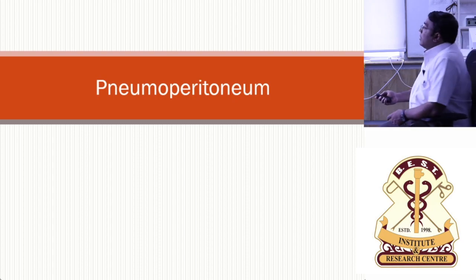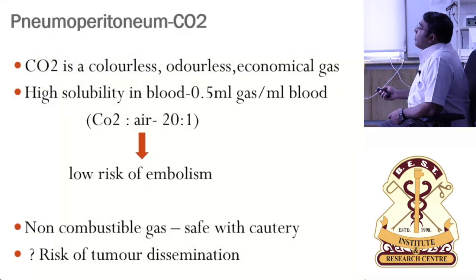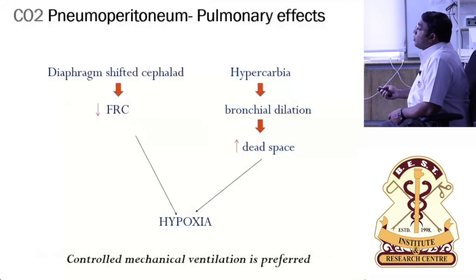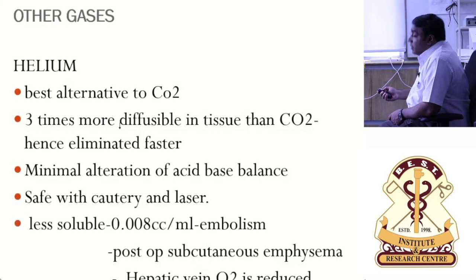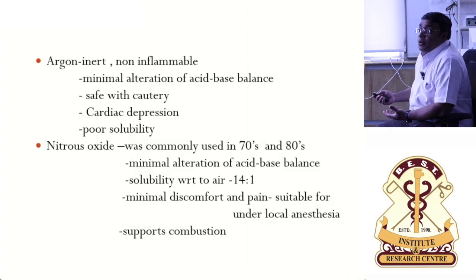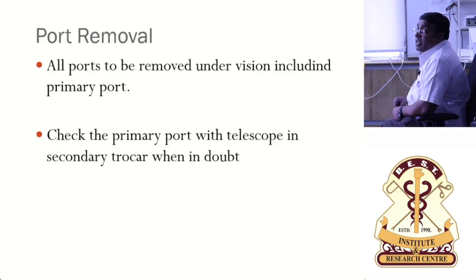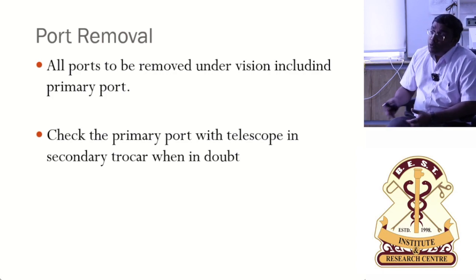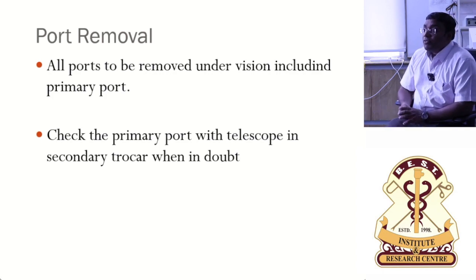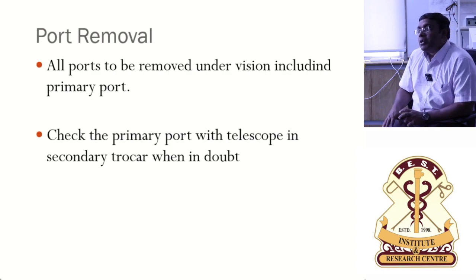Okay, now we have finished the surgical aspect: how to create pneumoperitoneum, how to put your primary trocar, where to put your secondary trocar. But after you finish the surgery, removal of the ports and closure of the ports are also very important, because complications can happen even at that stage.